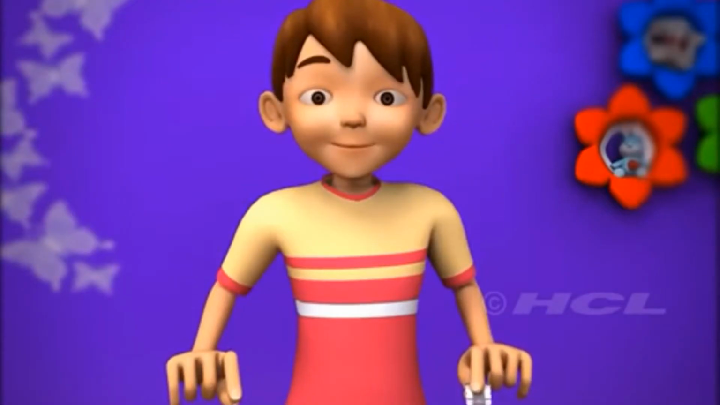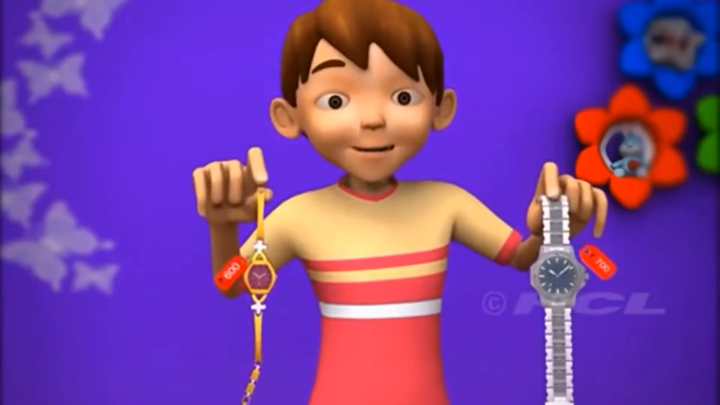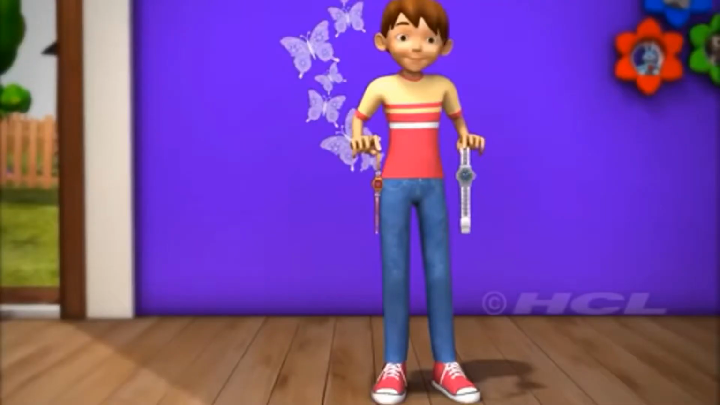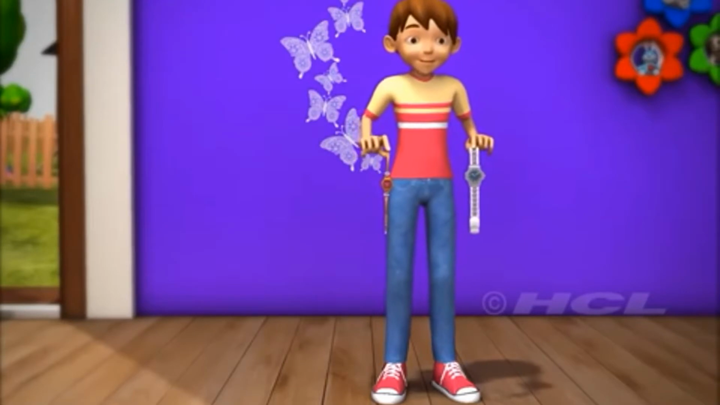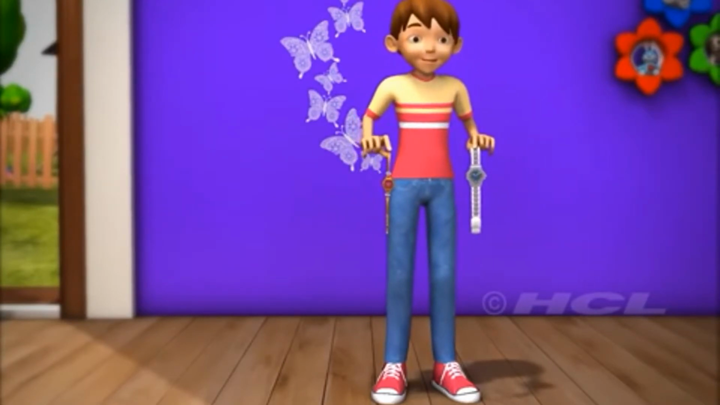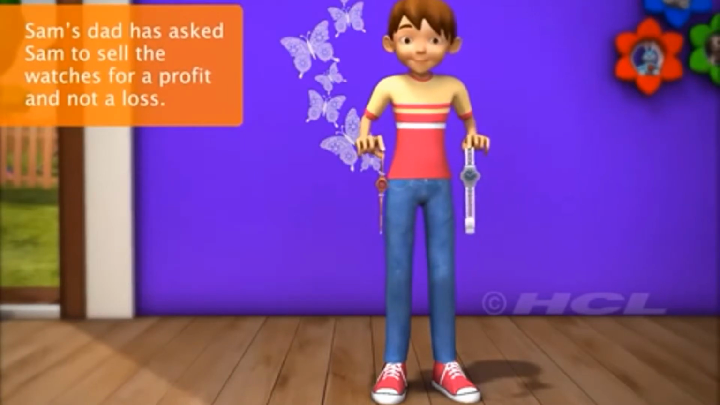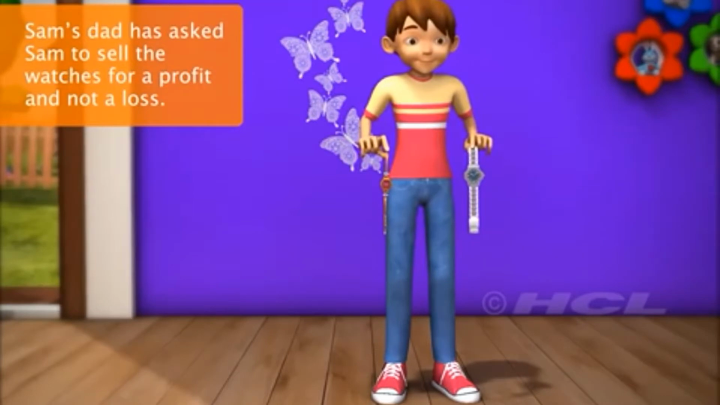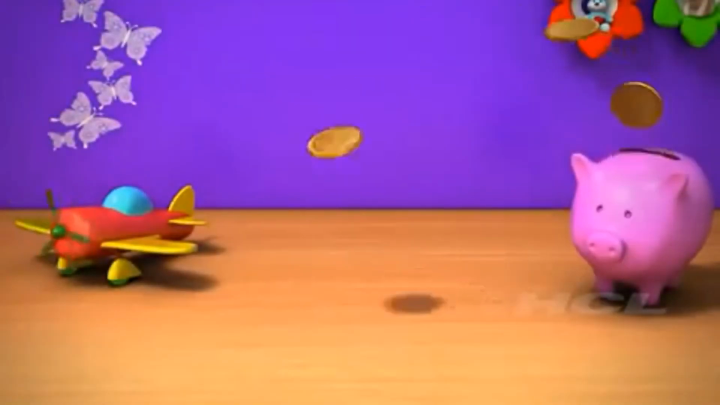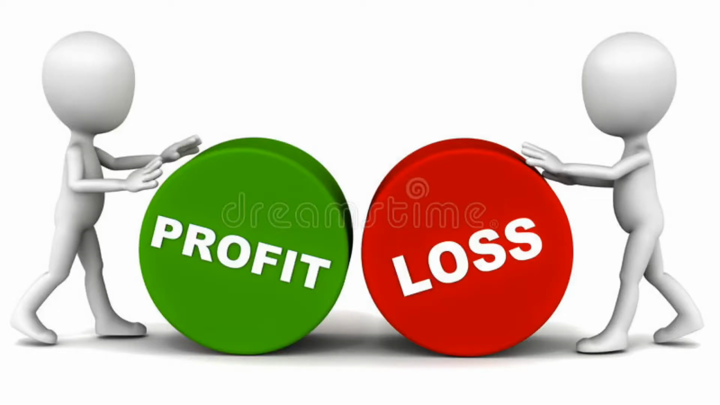Sam's mom and dad have given him two of their brand new watches. Sam is on his way to the market to sell the watches. His dad has asked him to sell the watches for a profit, not a loss. But, students, do you know what he meant by profit and loss?